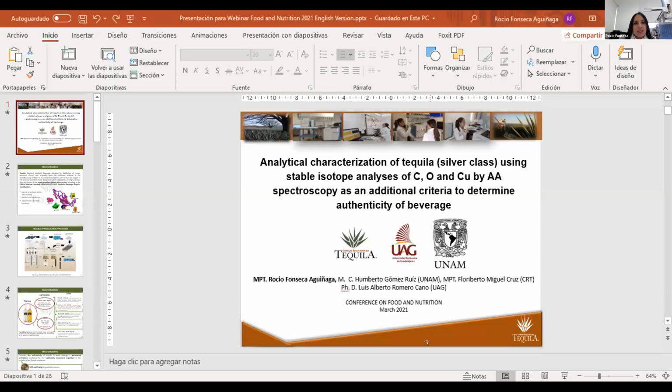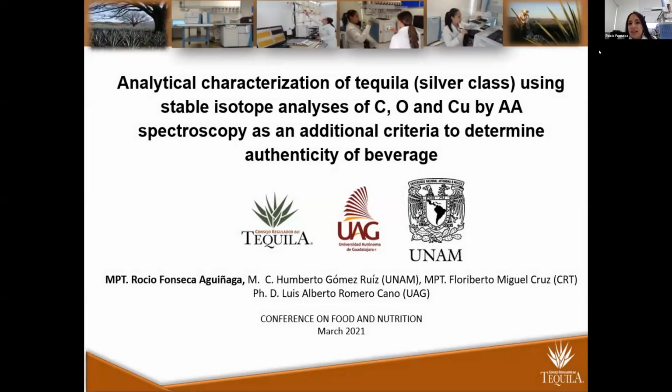The name of the work is Analytical Characterization of Tequila, Silver Class, using stable isotope analysis of carbon and oxygen and copper content by atomic absorption spectroscopy as an additional criteria to determine authenticity of beverage.